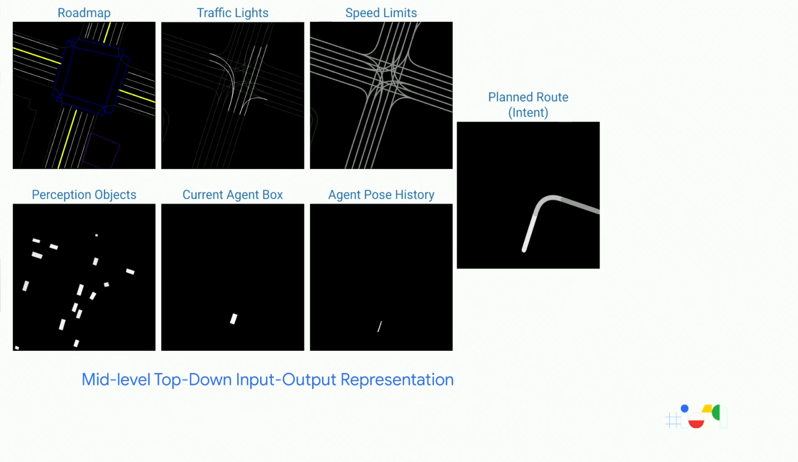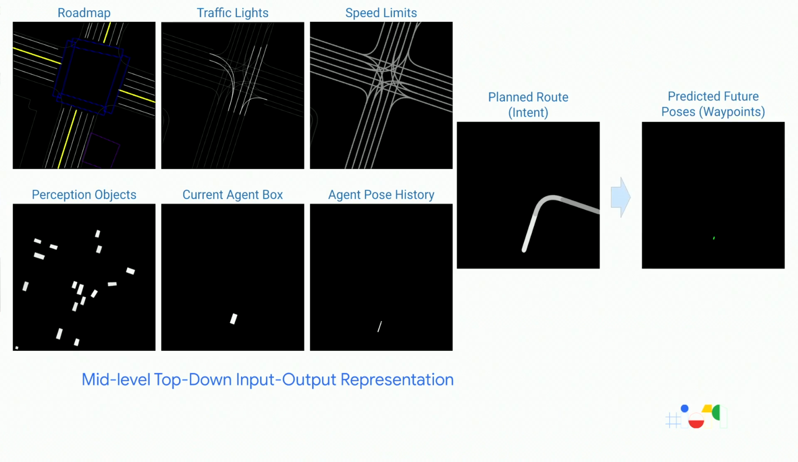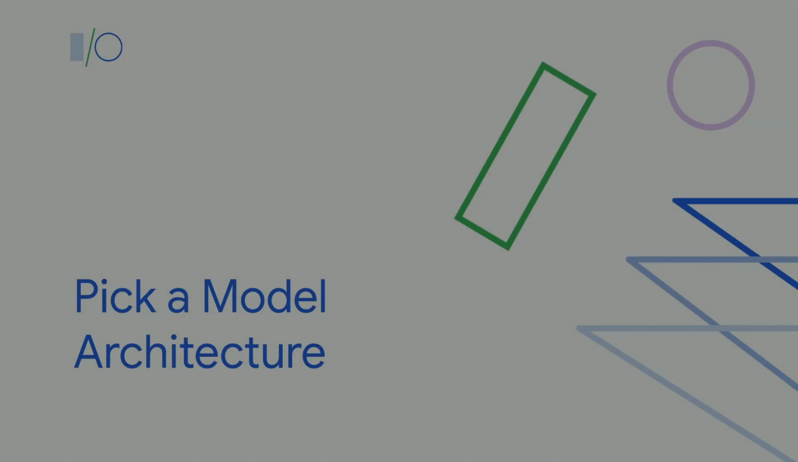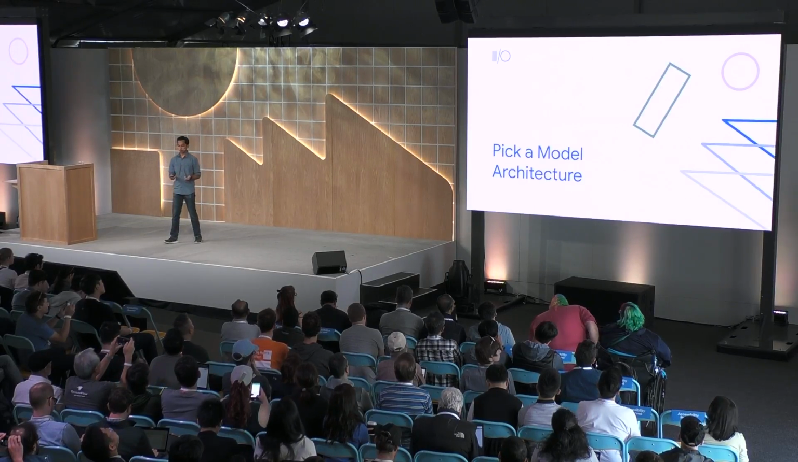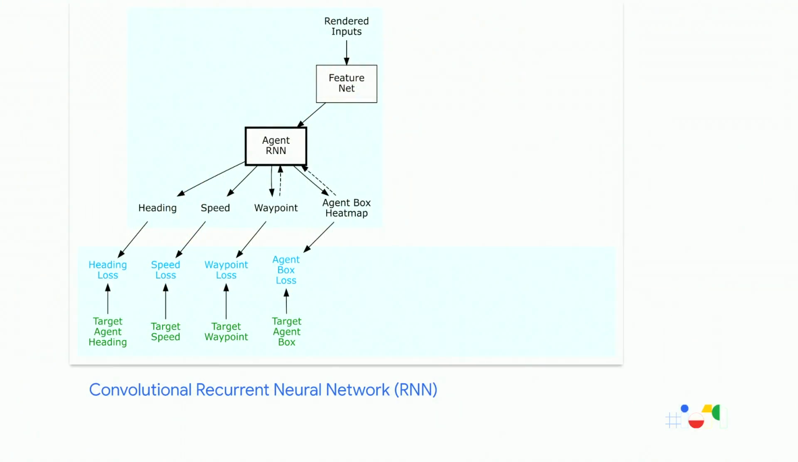Now, given all this information, we want the net to output a trajectory. As I said before, this trajectory is in the form of these waypoints, which are shown by this animated set of green dots. Now we have defined the scope as well as the inputs and outputs. The next point here is to actually pick a model architecture. For our first model, we'll use a convolutional recurrent neural network.